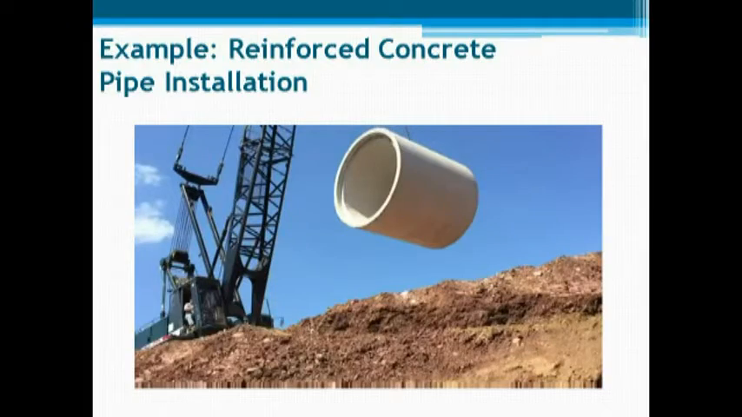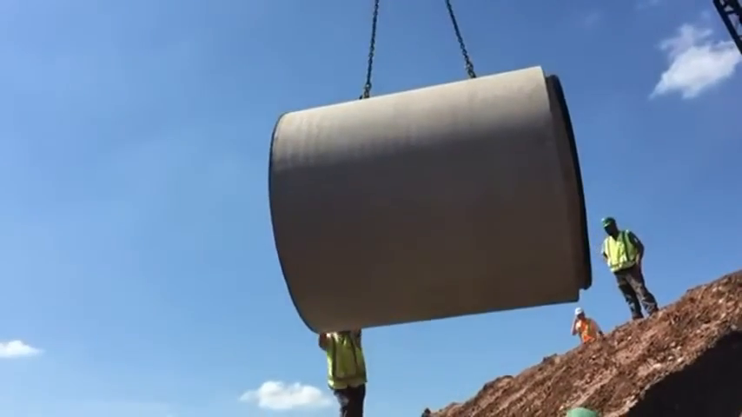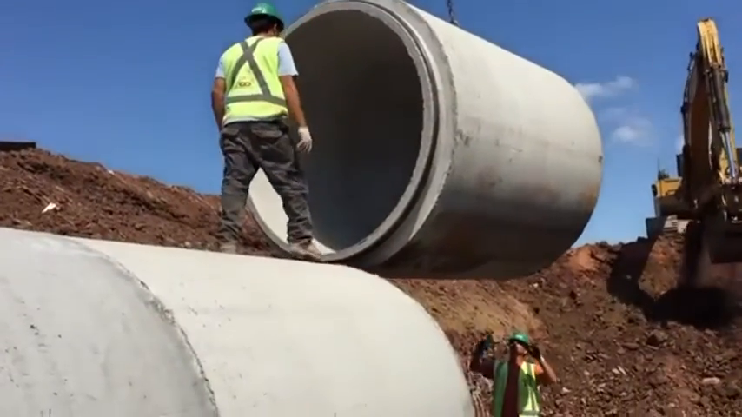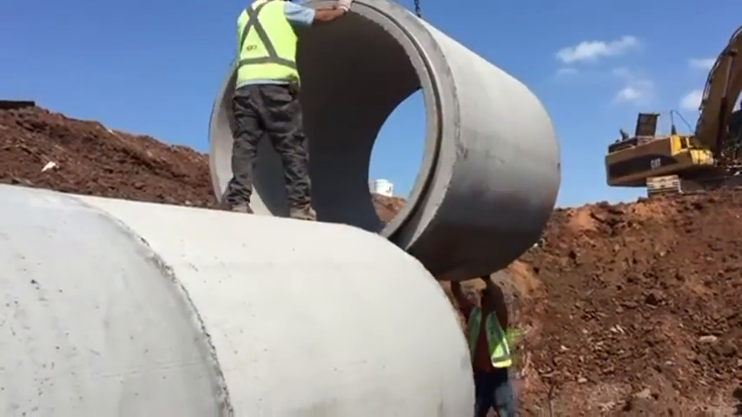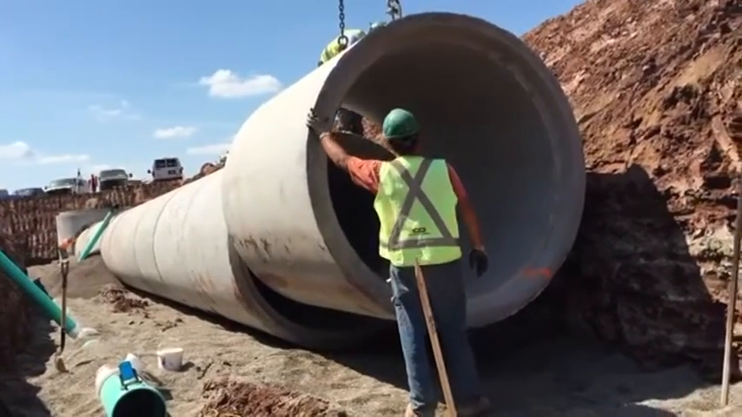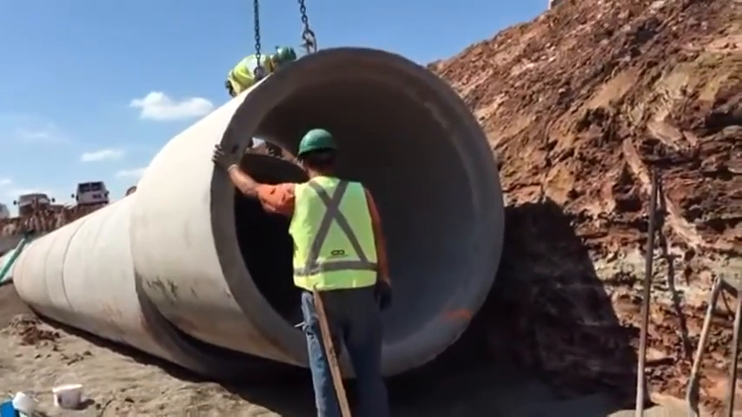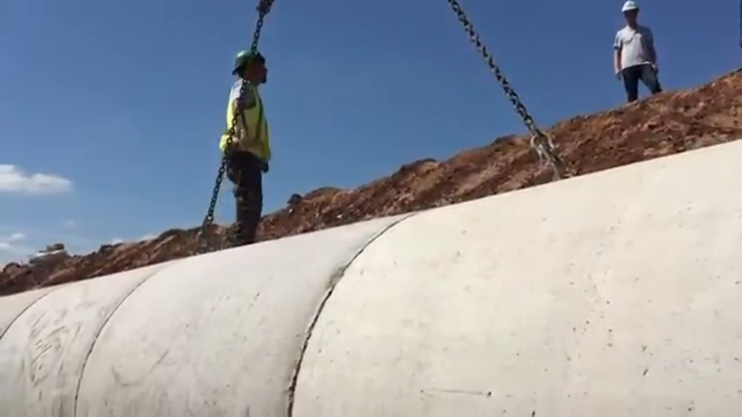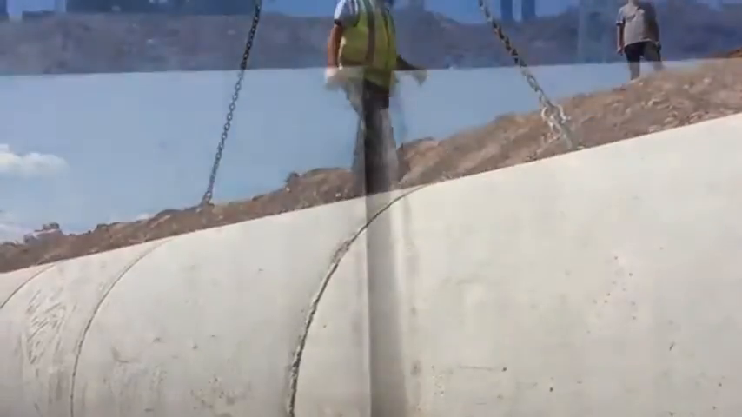Second is the reinforced concrete pipe installation. The pipe is carefully lifted and being placed on the ground. Joining them is simply attaching both ends of the pipes, making sure that they are aligned or at the same level.